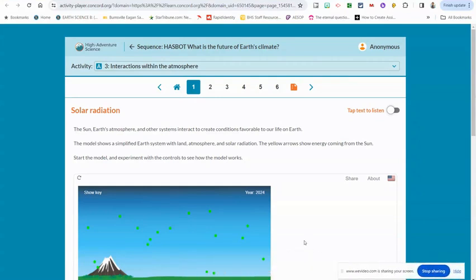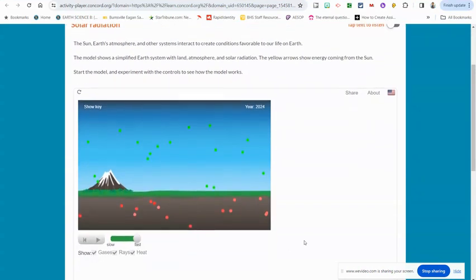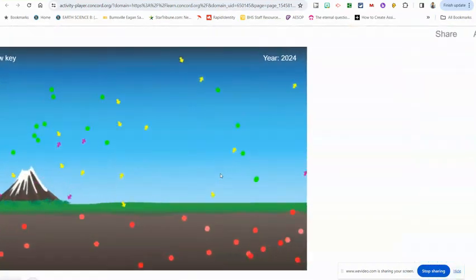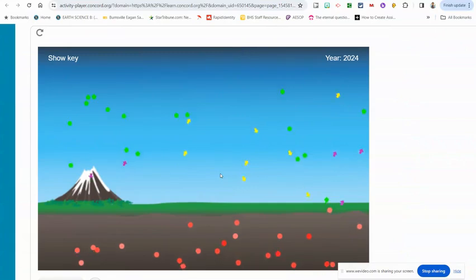All right, we start off with solar radiation. And this first computer model, I'm going to move this toggle to slow and press play. Okay, what is this showing? This is showing the sunlight is coming in. Those are the yellow arrows. Make sure you can see those yellow arrows, okay? I'll zoom in. That represents sunlight.